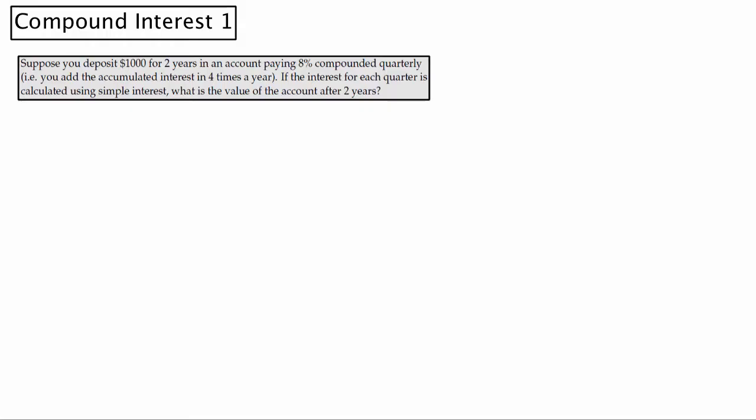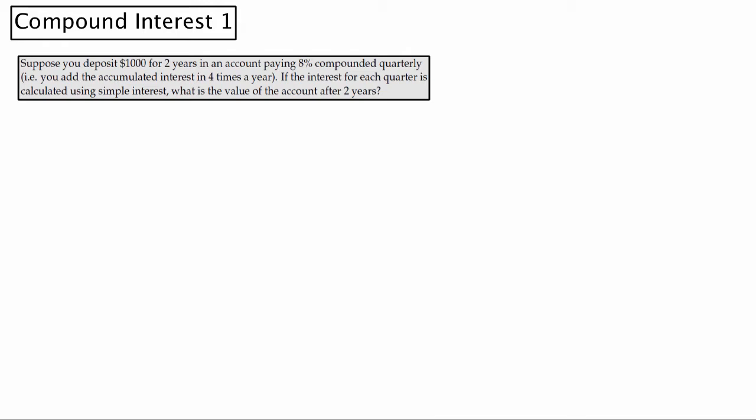Welcome to another podcast. In this episode, we're going to be taking a look at our first compound interest example. For this example, I'm going to try to derive the compound interest formula by using an example with values in it so we can relate where these values tie into the formula. Suppose that we deposit $1,000 for 2 years into an account paying 8% compounded quarterly.